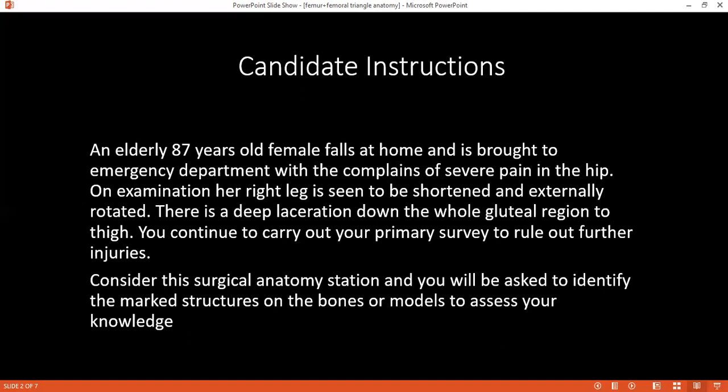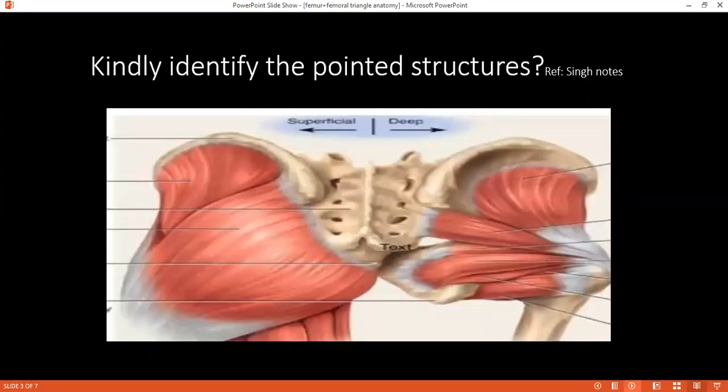Right, so if you have read and understood considering its surgical and optimization, kindly tell me what are the bones that you're looking at? Can you identify certain bones? Yes, I'm looking at the hip bone. All right. Yes, the sacrum.